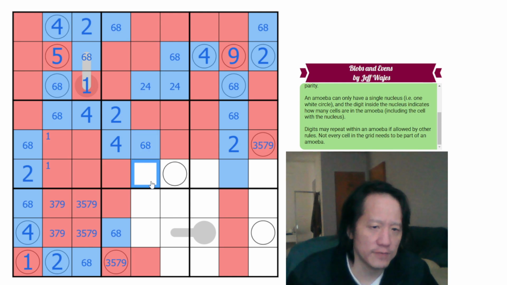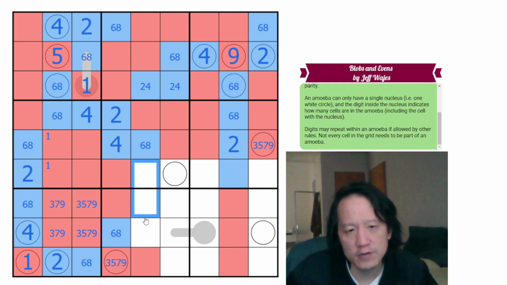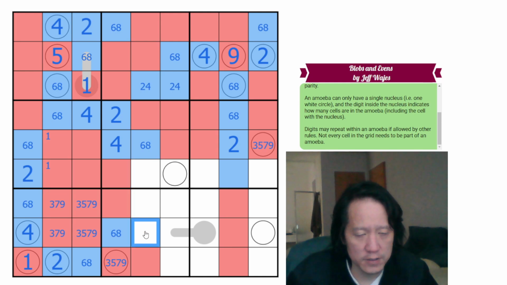If this is even, if, again, this is even, say this was even, then this has to be 8 in size, and therefore this would have to be even, which would finish that, and therefore this would be odd, which is possible.